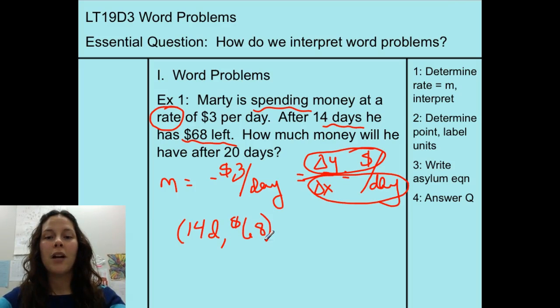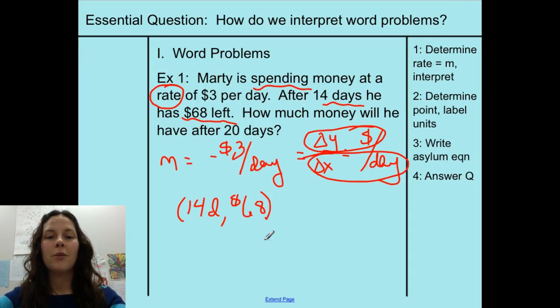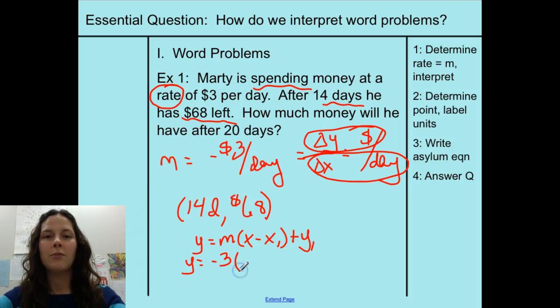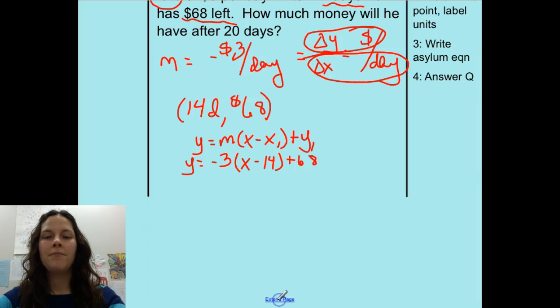Now we have our slope and our point, so we can put this into our point slope form. We have y equals m times x minus x1 plus y1. Substituting what we know, our slope is negative 3. You can drop the units once you put them in the equation. The 14 is our x-coordinate, so it's going into the parentheses with the x, and it becomes opposite. And 68 is our y-coordinate. It's going outside, and it stays normal.